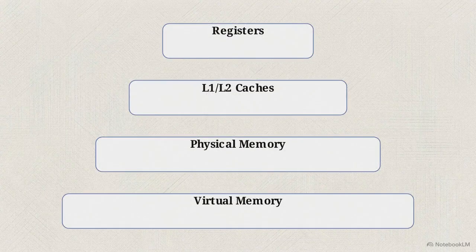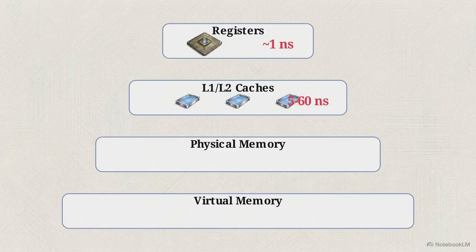A processor relies on its internal registers, measuring access times in a single nanosecond. Beneath that sit the L1 and L2 caches, running at 5 to 60 nanoseconds. Further down is the massive physical memory, running at 100 to 150 nanoseconds, backed entirely by virtual memory disks that take entire milliseconds to access.